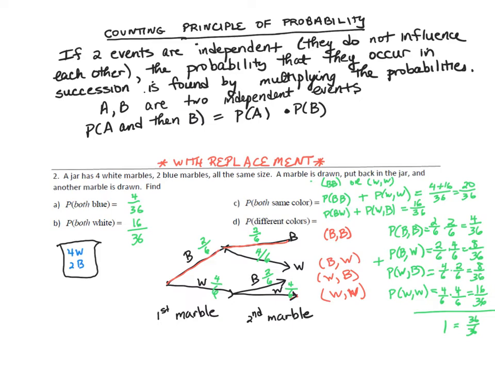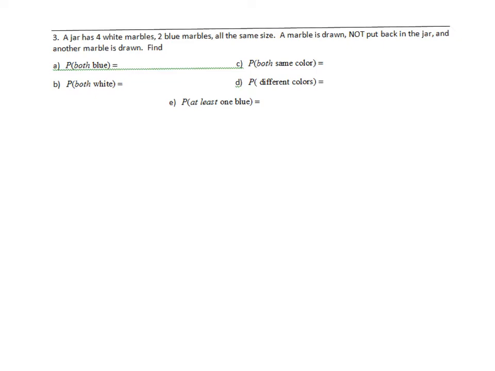All right, let's see what a problem would be without replacement. Let's take a look at number 3. In number 3, we have the same jar, 4 white marbles and 2 blue marbles. A marble is drawn but not put back into the jar, and then another marble is drawn. So this is a problem called without replacement. So the number of marbles in the jar change depending on what the first pick was.